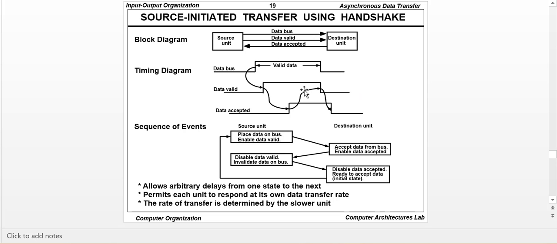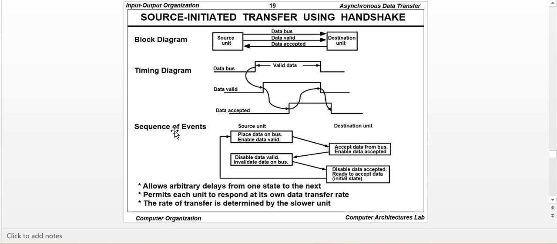In the sense, the source unit will place the data in the data bus and it will tell the destination unit that valid data is present. Now the destination unit will start transferring the data to its internal register. Once it starts accepting the data, it will send another reply. It will acknowledge the acceptance of data to the source unit by giving a data accepted signal. So the process is now complete. The cycle is now complete. Okay. So that is the advantage of using handshake transfer.